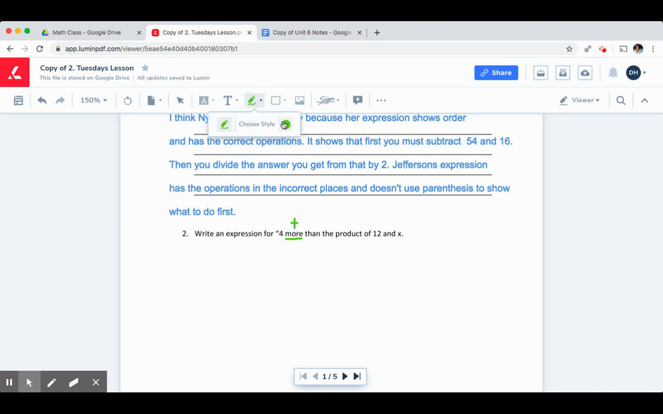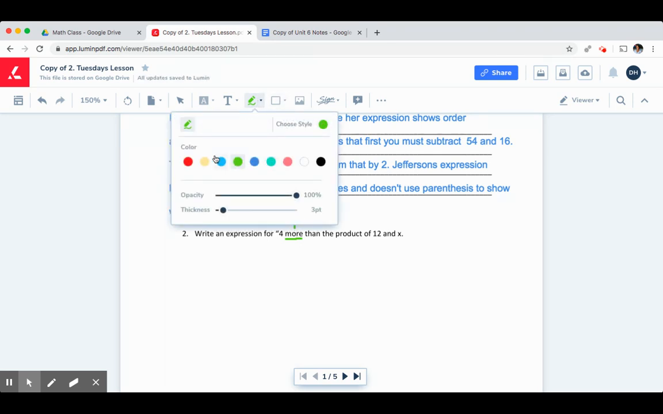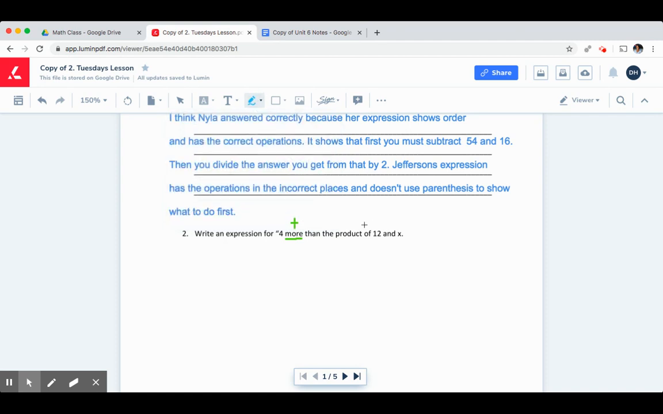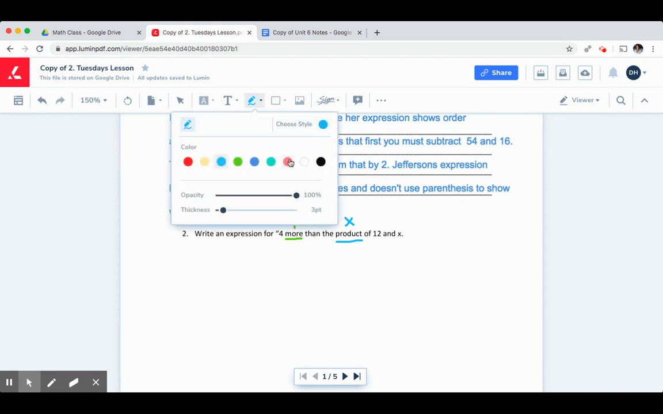Are there any other words? The word product tells us that we are going to be doing multiplication. So now we need to think about what are we going to be adding and what are we going to be multiplying? 4 more than the product of 12 and x. What are your thoughts?